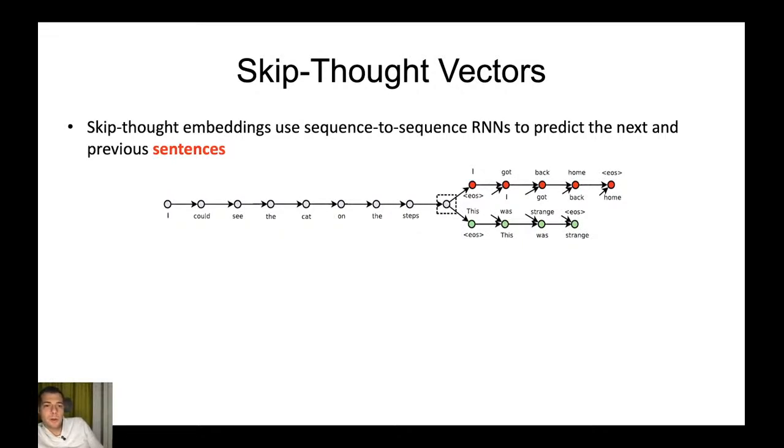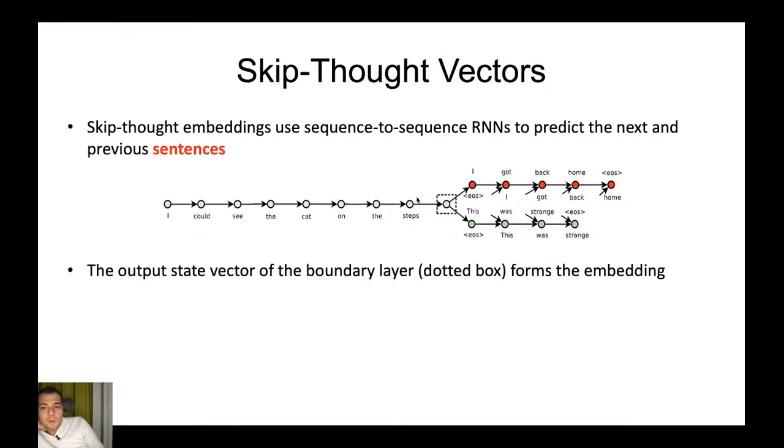So here they try to apply the same idea, but instead of trying to translate one sentence from a language into another sentence in a different language, they just try to predict the next sentence or the previous sentence from the current one. So they apply this recurrent neural network that encodes the sentence, and then in the final state the sentence is encoded, and then they try to predict the sentence that comes after this one. So the output state vector of this state forms the sentence embedding.